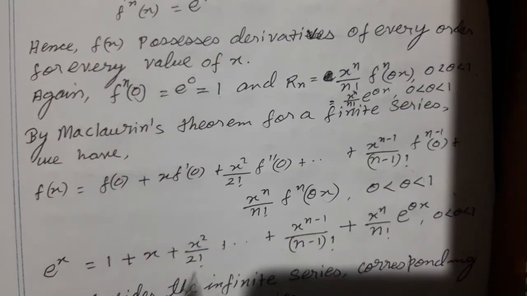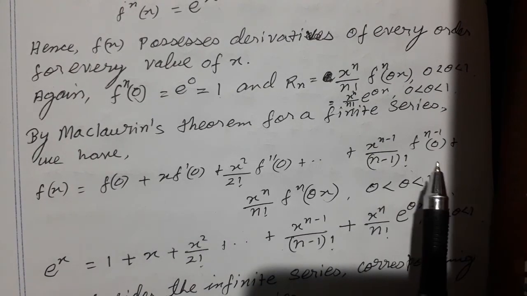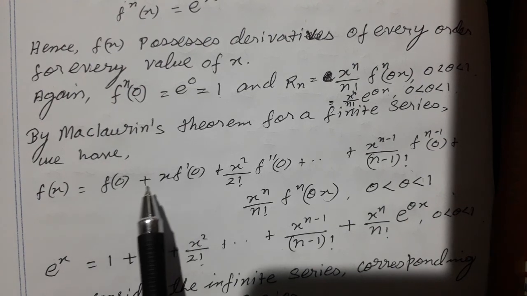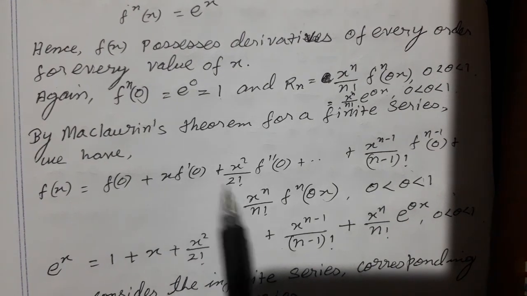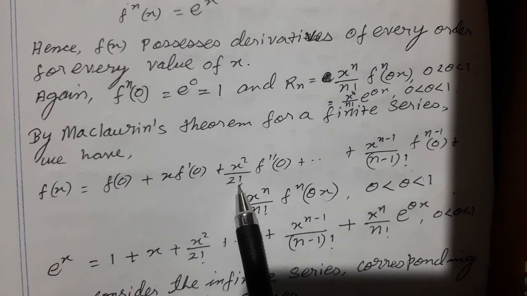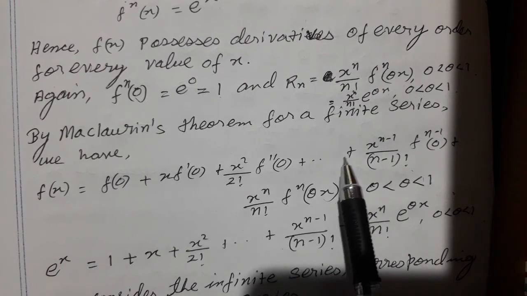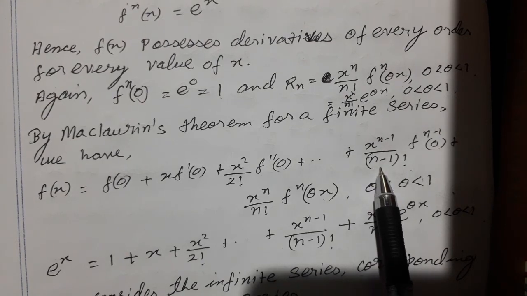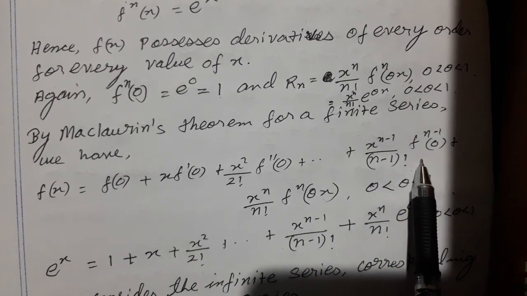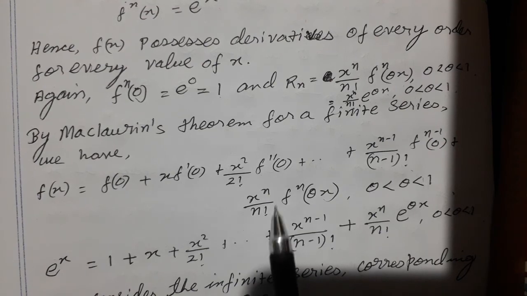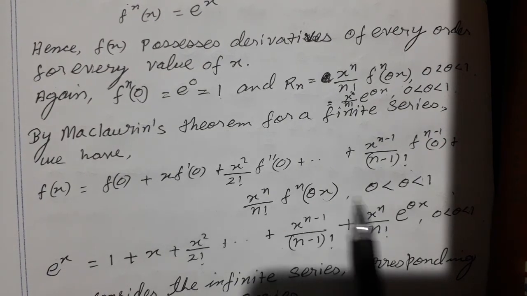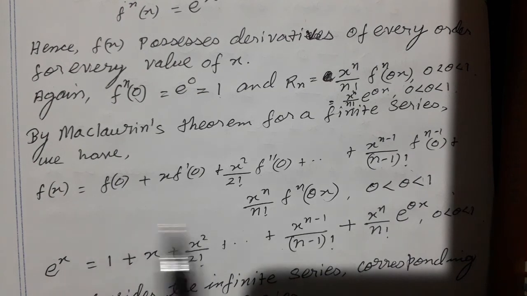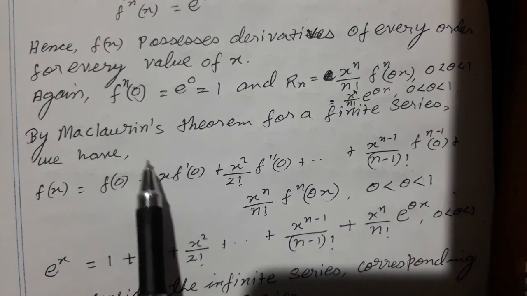Then we write the Maclaurin theorem for a finite series. So here it is: f(x) = f(0) + x f'(0) + x squared by 2 factorial f''(0) + ... + x to the power n minus 1 by n minus 1 factorial f^(n-1)(0) + x to the power n by n factorial f^n(θx), 0 < θ < 1. So this is the Maclaurin theorem for a finite series, which we have done already before.